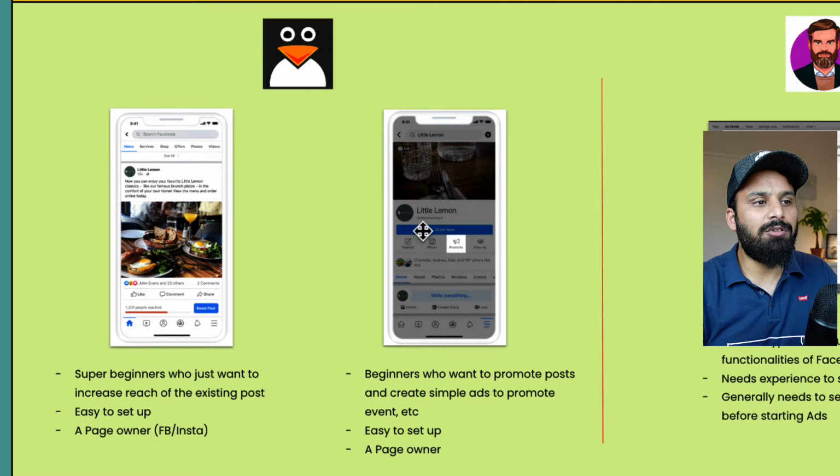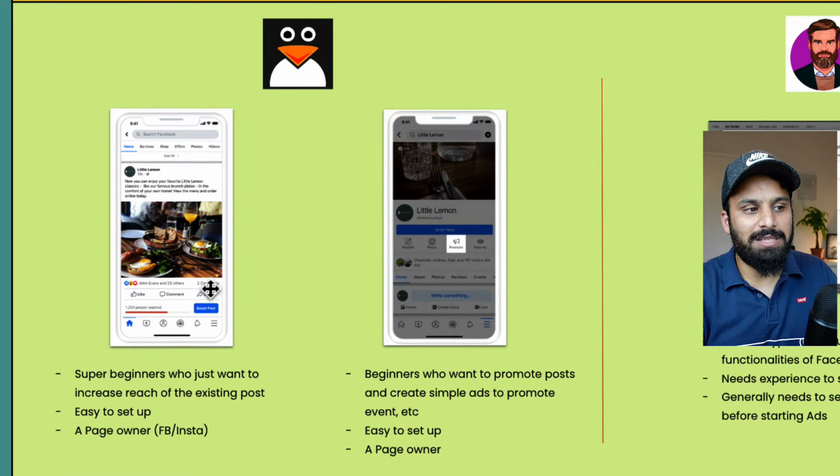And similarly, if I go to my own Little Lemon Facebook page, I will also see this button here, promote, on my page. This one you will see below every post, and this one you will see on your page. This is also for beginners. The only difference between boost post and this is that when you go via this route and click on the promote button, you get an option to even promote any event you have created on your Facebook page.